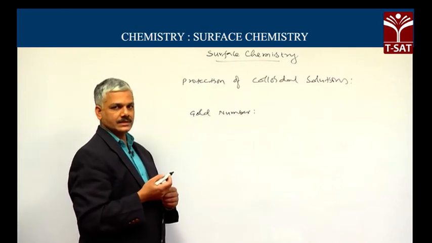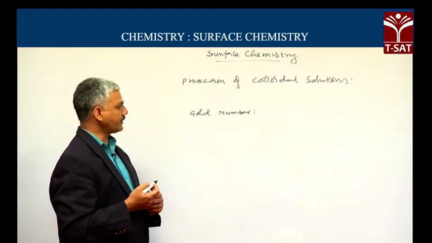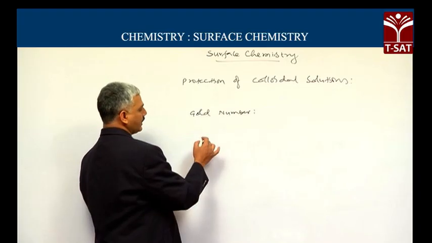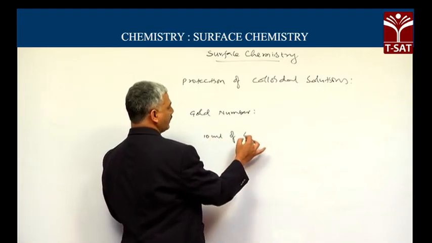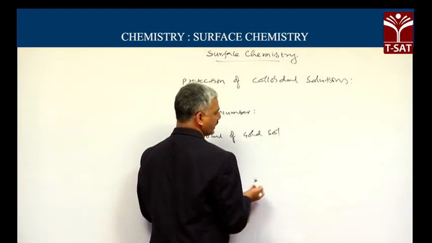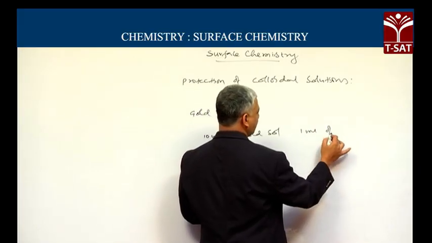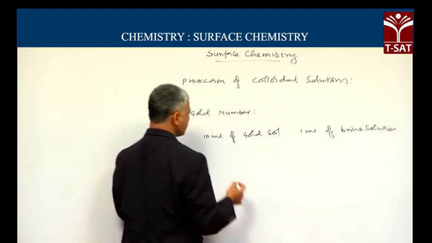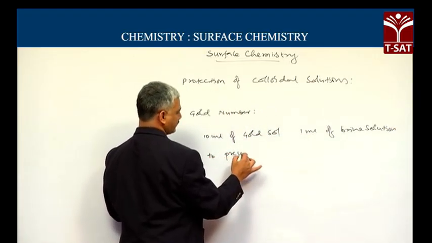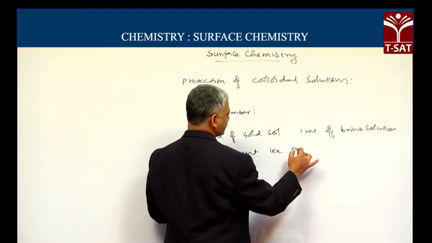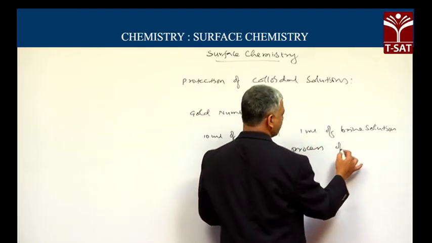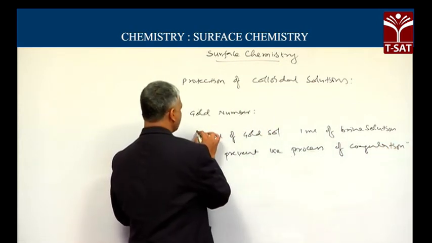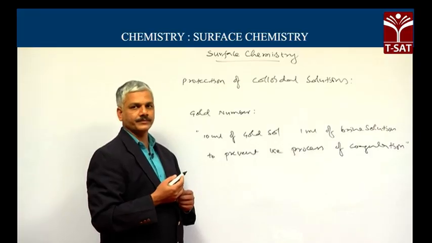The gold number is defined as the quantity of protective colloid in milligrams to be added to 10 ml of gold sol containing 1 ml of brine solution to prevent the process of coagulation.